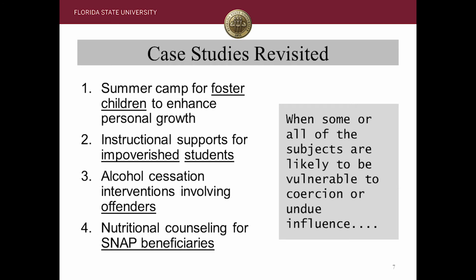So here again is that list of case studies for this session, and I've underlined the key term in these case studies to emphasize their vulnerability. Keep in mind that some of these and other studies may involve subjects that are deemed big V vulnerable, but that small v vulnerability may be relative within these groups. For example, younger children compared to older, impoverished individuals compared to those who are better off, offenders versus those who aren't, and food nutrition beneficiaries as opposed to those who have food security. So even within groups, there may be relative vulnerability.